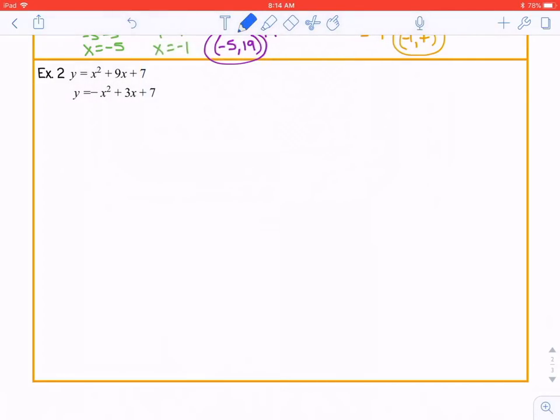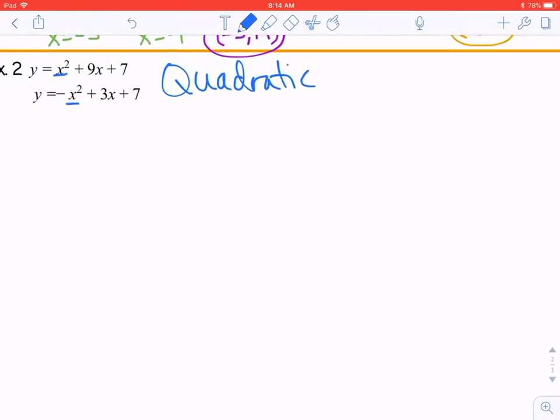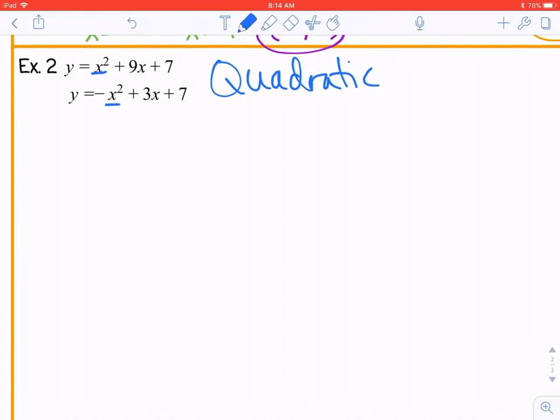Let's see. So we are given 2 quadratic equations. Both of these are quadratic. We can tell because they have a squared x in the front as our ax squared term, our quadratic term. So we're going to set them equal to each other because they're both equal to y. We can set them equal to each other.